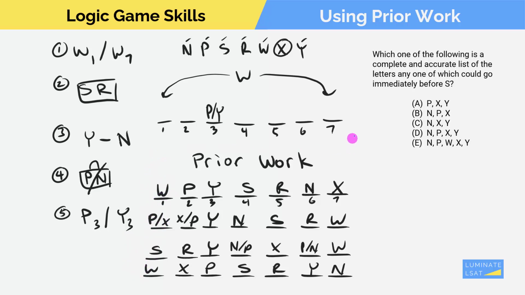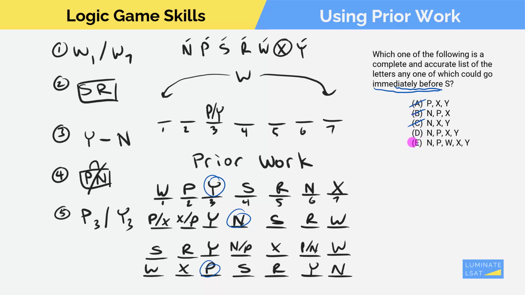Here's our first question. You can go ahead and pause and try this on your own. This is asking which of the following is a complete and accurate list of the letters, any one of which could go immediately before S. So this is a universal list question of the letters that can go immediately before S, and this is one where prior work is something we should look to first. Because if we can see that Y is immediately before S, N could go immediately before S, and P could go immediately before S, we know that the right answer has to have Y, N, and P. That gets rid of the first 3 answer choices.